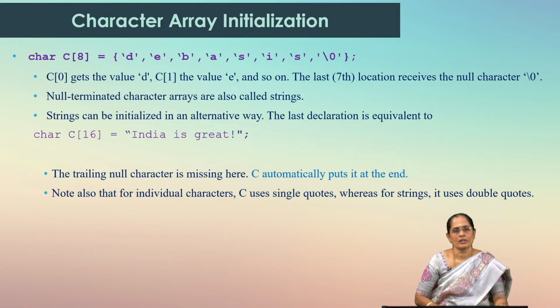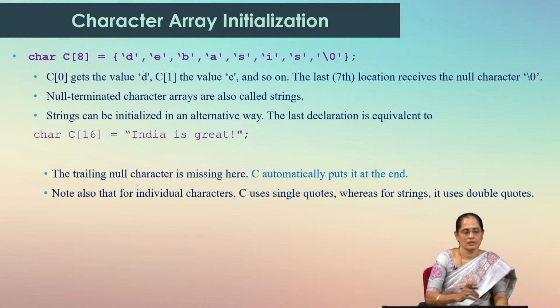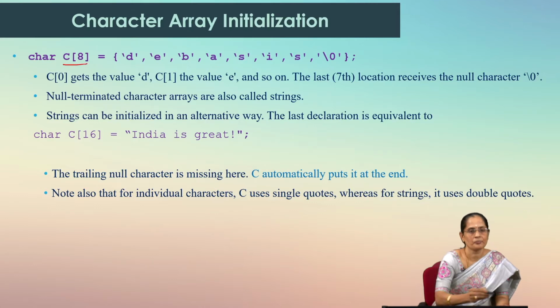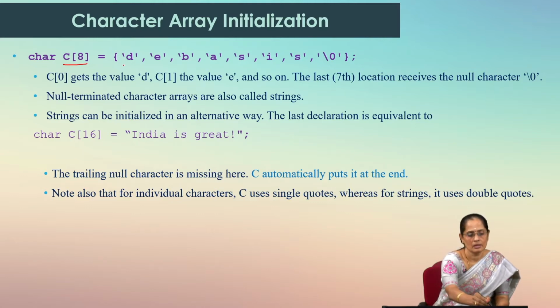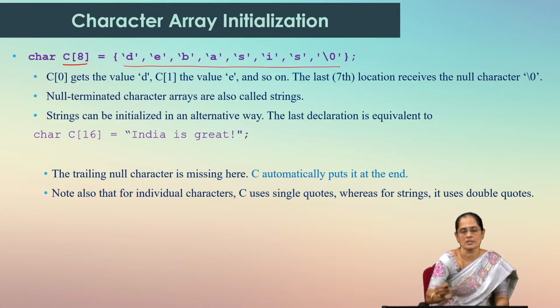We will take one example here. The character array is defined with 8 elements, and every character is enclosed in single quotes and can be assigned values like this. It is assigned the values while declaring the character array, so we can say this is character array initialization. We are initializing the values of the character array at the time of declaration.